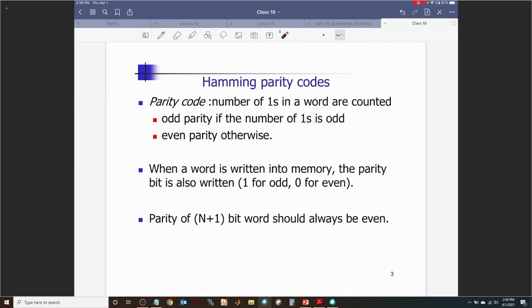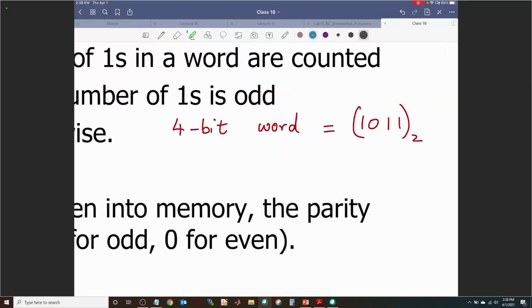So we can take a very simple 4-bit word, and let's try to find out whether it is even parity or odd parity, right? So let's say the 4-bit word is 1011. This is of course in binary. So what would be the number of ones? Well, in this case, you are seeing 1, 2, and 3 ones, right? So if you have 3 ones, that is going to indicate odd parity.